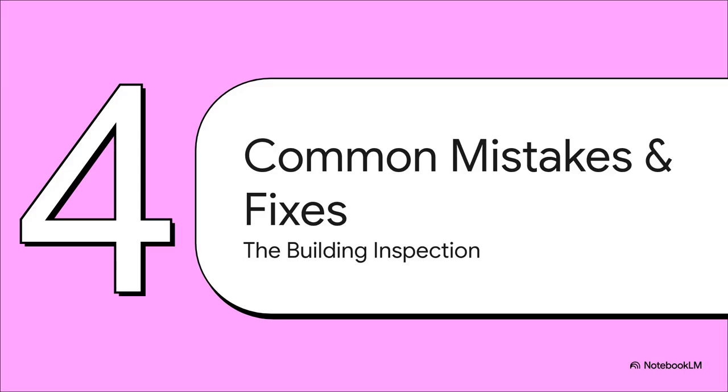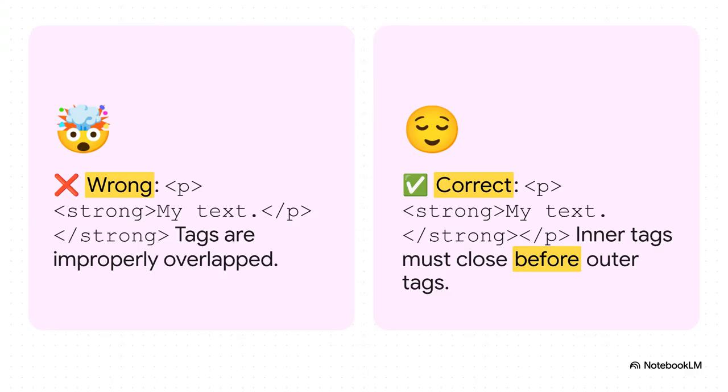Now, building your first site is really exciting, but a few simple mistakes can cause some pretty big problems. So let's run a quick building inspection and look at the most common issues so you can avoid them right from the start. Oh man, this one gets people all the time. Tags have to be closed in the reverse order they were opened. Seriously, think of them like stacking boxes. You have to close the inner box before you can close the outer one. If you get this wrong, you can really confuse the browser and get some totally unexpected results.